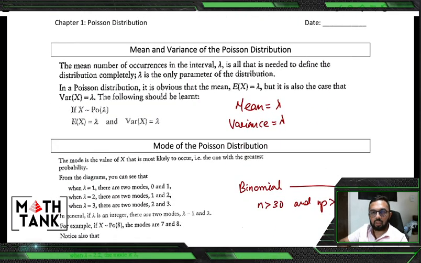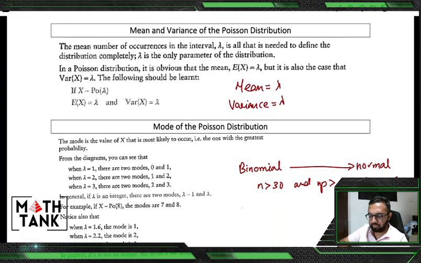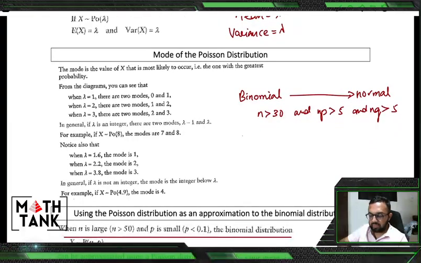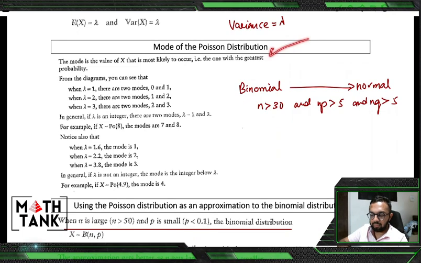Okay. Then you have mean and variance of a Poisson distribution. That says mean is also lambda and variance is also lambda. So that's something that's simple. Why is it used? That's mode of the Poisson distribution. Now that's something that I've never seen on the exam, but you should notice this, that in general, if lambda is an integer, there are two modes, lambda minus 1 and lambda, and in general, if lambda is not an integer, the mode is the integer below lambda.